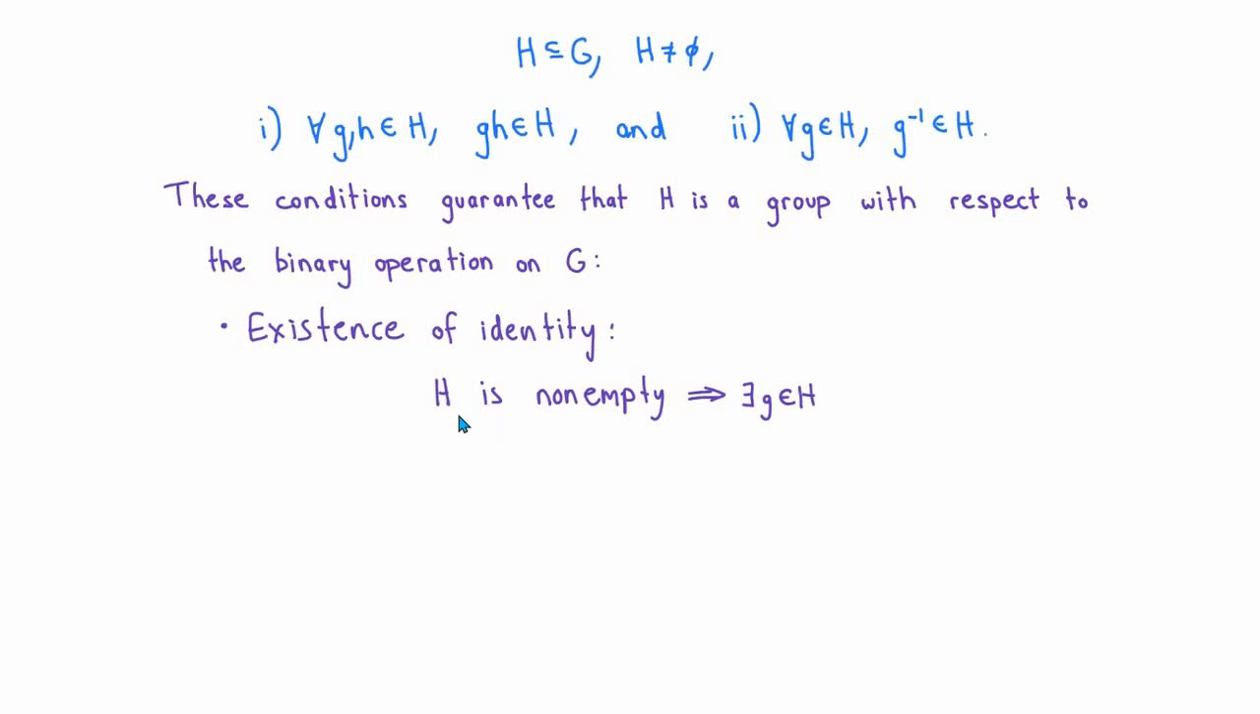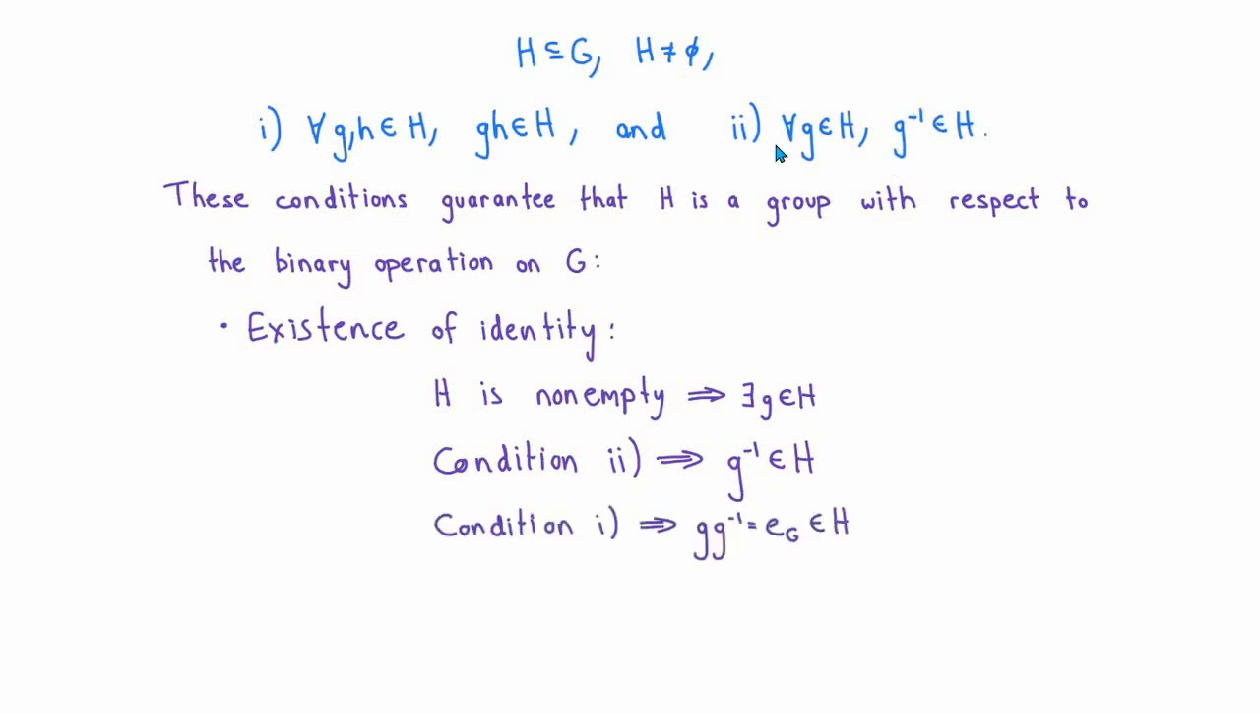So here is where we need to use the fact that H is non-empty. If H were the empty set, then there's no way that it could be a group. So it's necessary to assume that it's non-empty here. And the fact that it's non-empty means that there's an element g in H. Well then, condition number 2 guarantees that the inverse of g in the group G is also an element of H. And then condition 1 guarantees that g times g inverse is also in H.